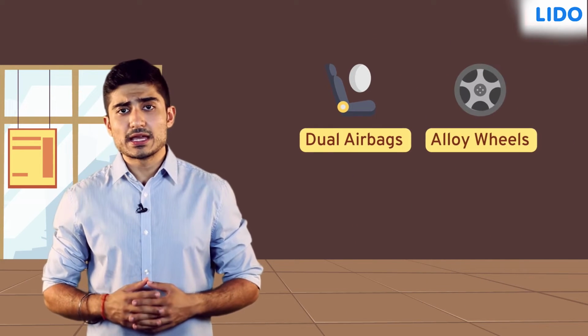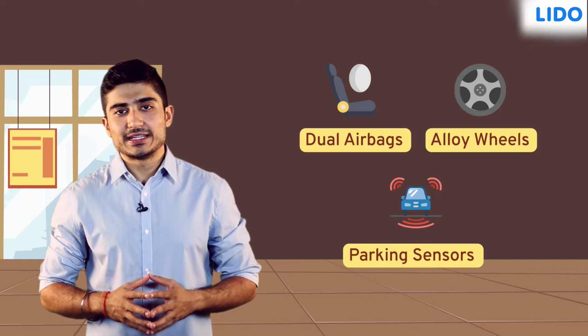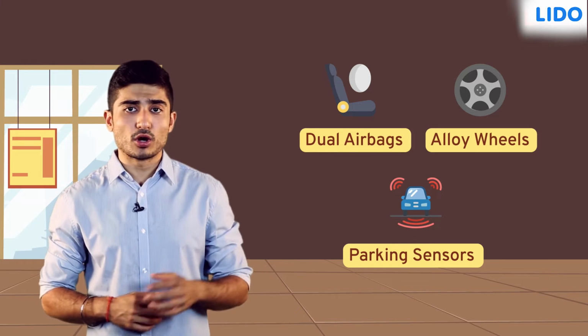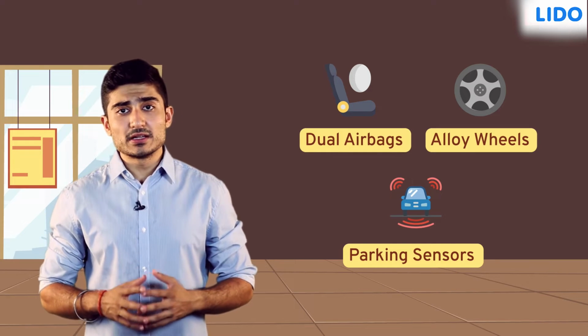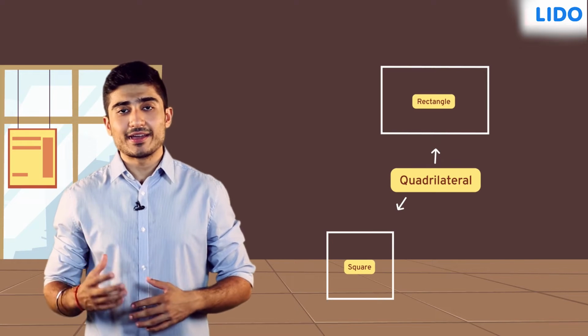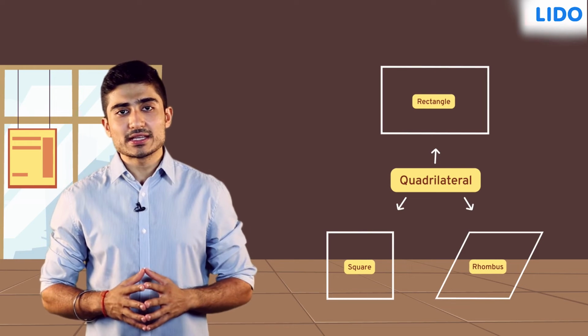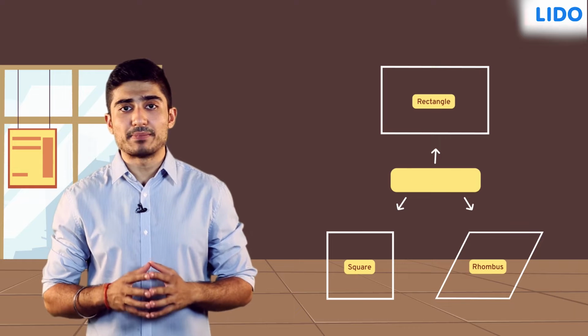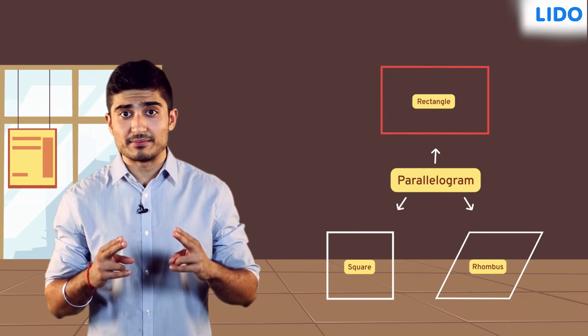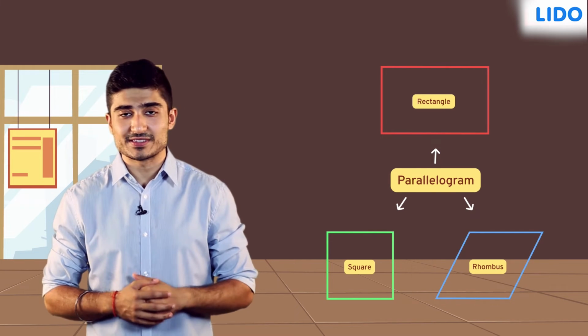The variants of the car differed in some special features like having dual airbags, alloy wheels, parking sensors, etc. These features distinguished one model from another. Similarly, in geometry, we have quadrilaterals such as rectangle, square and rhombus. Like the Honda City car, all these shapes are parallelograms, but each of them is a variant with special features.